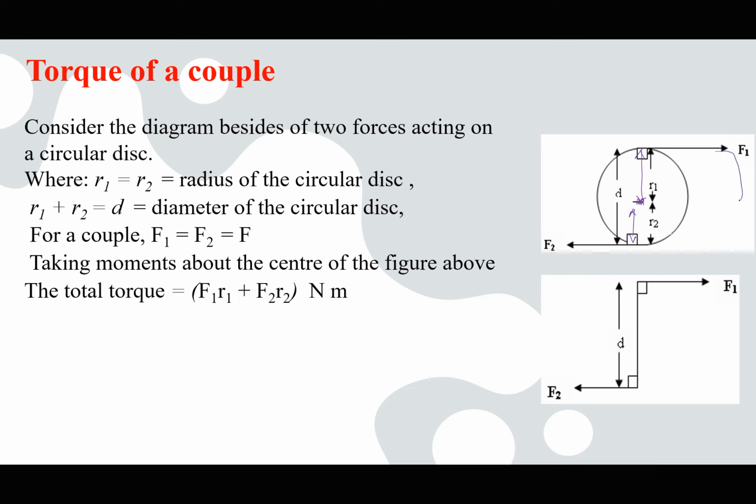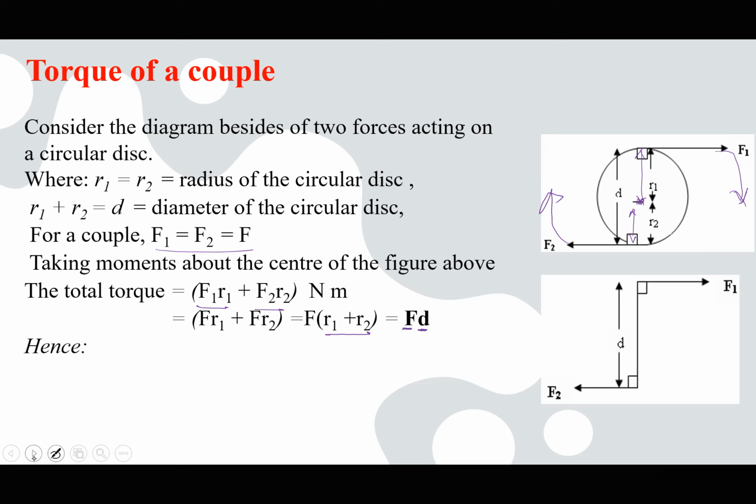Note that F1 is pulling the beam, causing the beam to move in that direction, and F2 is causing the beam to move in that direction. So they are both causing the beam to rotate in the same direction. They are both causing a clockwise rotation. So the moment of each of them is clockwise, so we just sum them up. So the total torque is going to be F1 times R1 plus F2 times R2. If we simply rearrange this, because F1 and F2 are equal to F, it will be F times (R1 plus R2). But remember, R1 plus R2 was the diameter. So it means the torque becomes one of the forces times the perpendicular distance between the two forces.